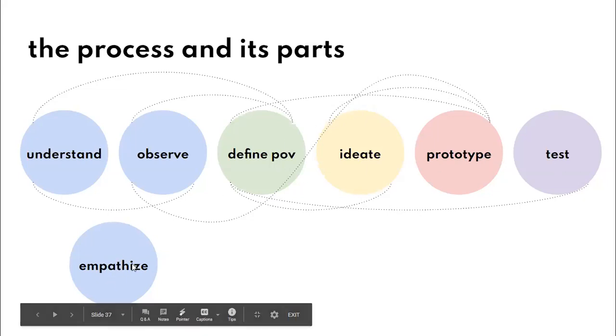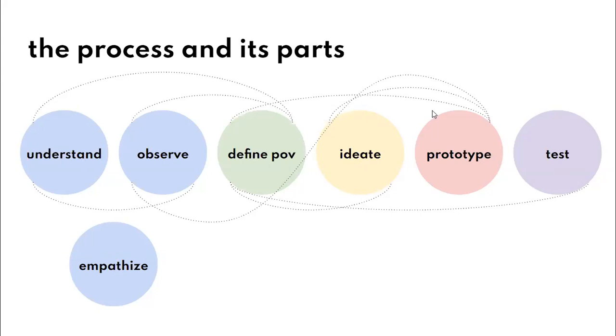Now, empathizing with the people you are engaging with can be broken up into understanding and observe. But what should come out of this diagram is the nature of these lines and the nature of iteration. Wherever you are in this process, you can definitely jump back and restart. So if you're in your prototyping, you can go to observation and then move through again. If you are stuck in ideation, go back to the understanding and then move through.